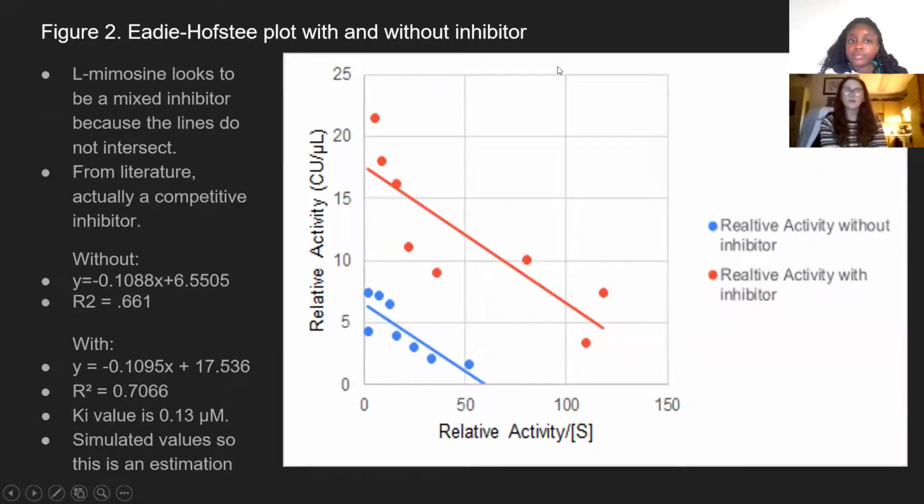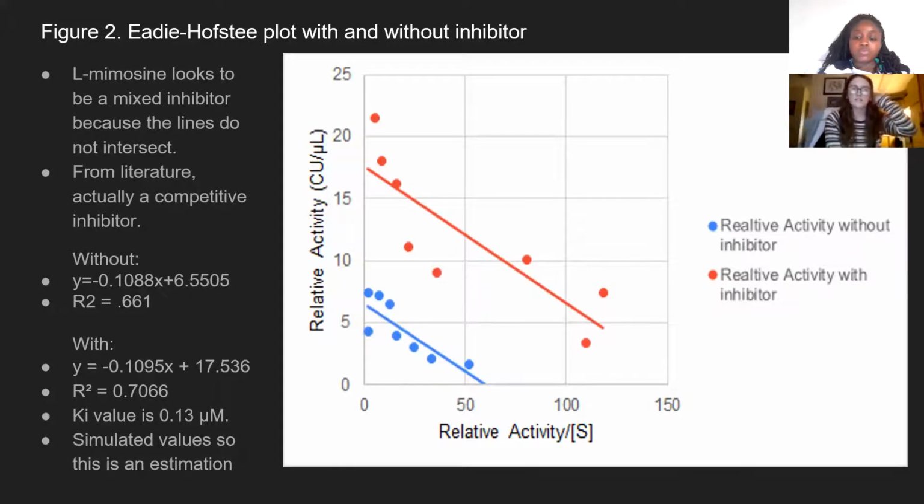So this is our Eadie-Hofstee plot, both with and without the inhibitor. Based off of just looking at this graph, we determined that it looks like L-mimosine is a mixed inhibitor. The lines don't intersect. The Vmax are not close, neither are the Km. When we looked at the literature, though, it says that L-mimosine is actually a competitive inhibitor.